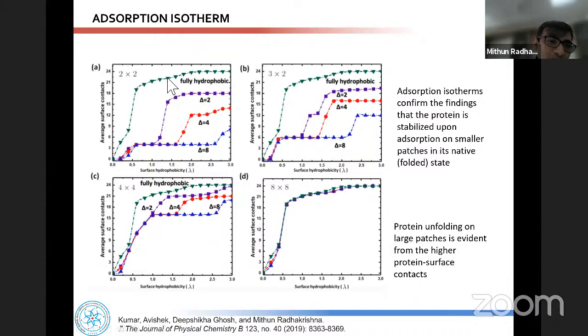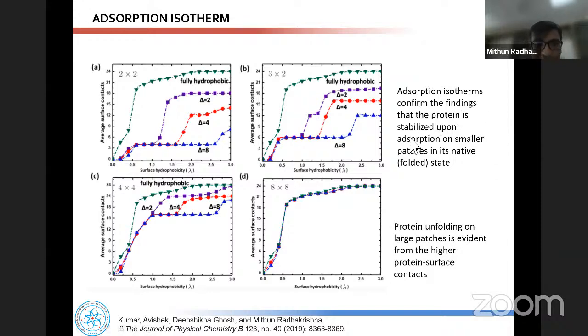so for a fully hydrophobic, it just unfolds. Whereas there is a regime where the protein just sits in its folded state, and beyond the value of lambda, then the protein starts to unfold. And it's the same case for both 3x2 and 2x2. And just for reference, I've plotted here, these are at different deltas, right?